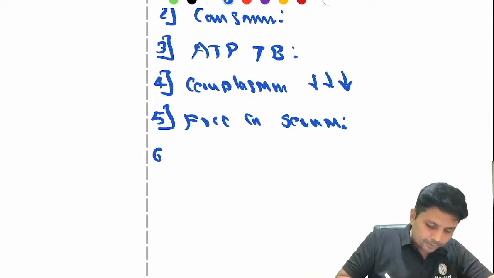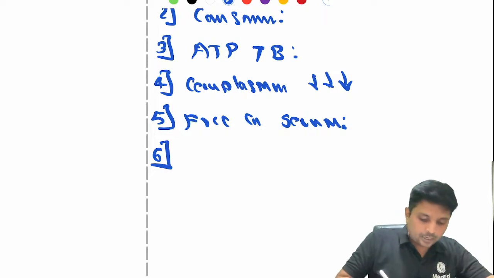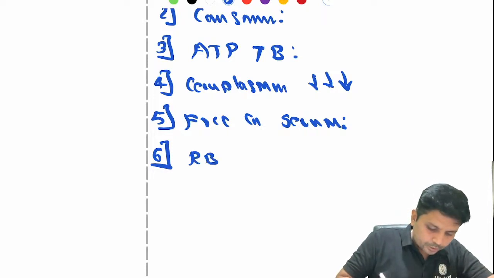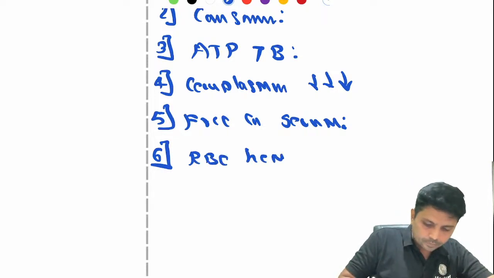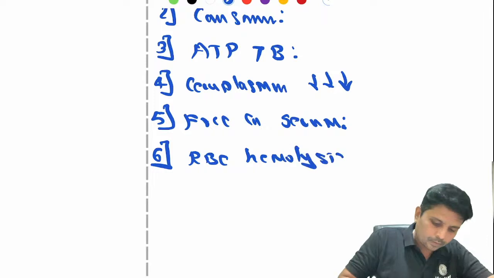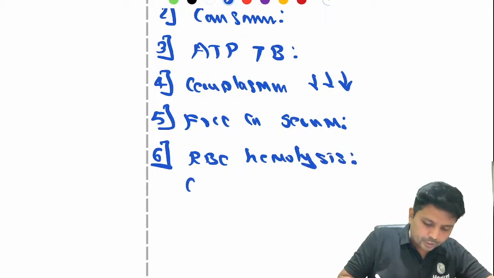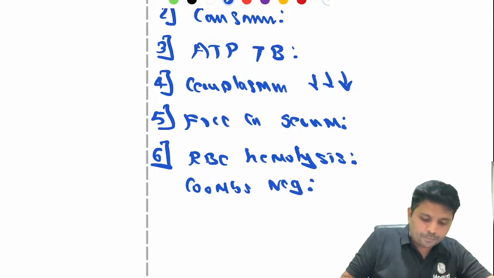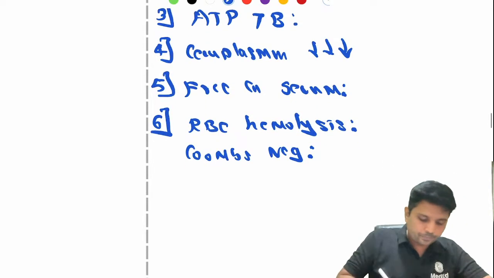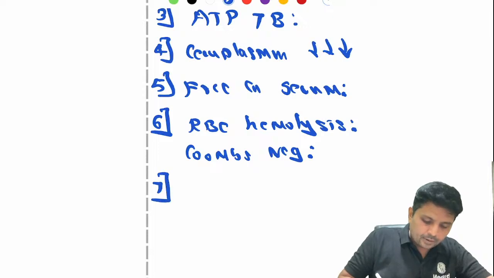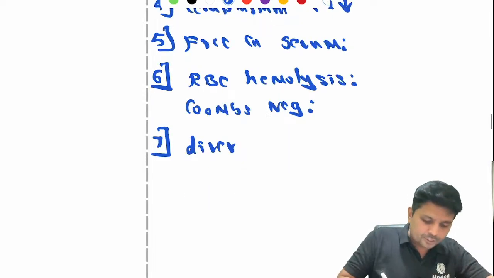This free copper in turn causes RBC hemolysis. So it is Coombs negative hemolytic anemia, direct copper mediated damage. With respect to liver, any kind of manifestation can come.